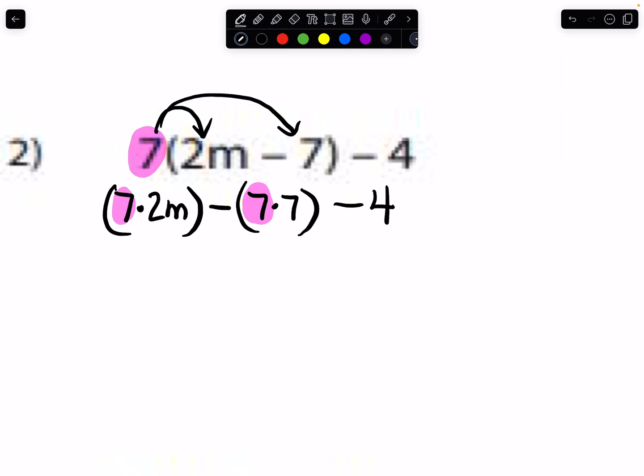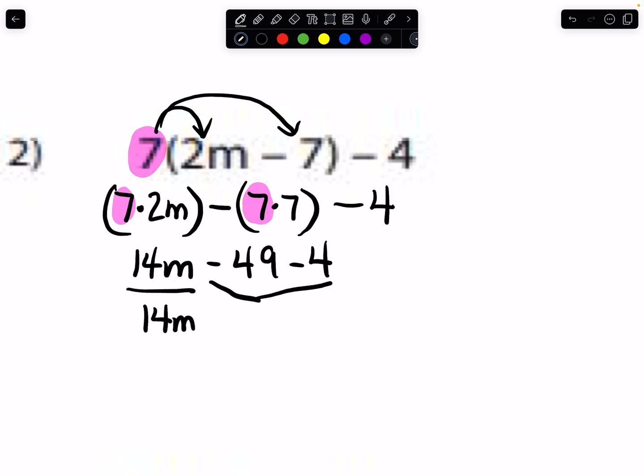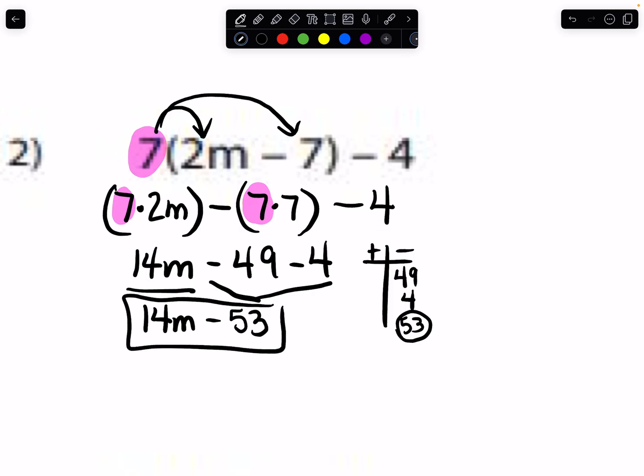Once we've done that, you multiply like normal. So this makes 14M minus 49 minus 4. And guess what? That's exactly like what we did in the previous one. 14M has no like terms, so I bring him down. I can combine these two. Again, if you are a student that wants to play the baseball game, the positive team scored nothing. The negative team scored 49 and 4. So that means they have a total of 53 points on the negative team. So that should be your answer right there.